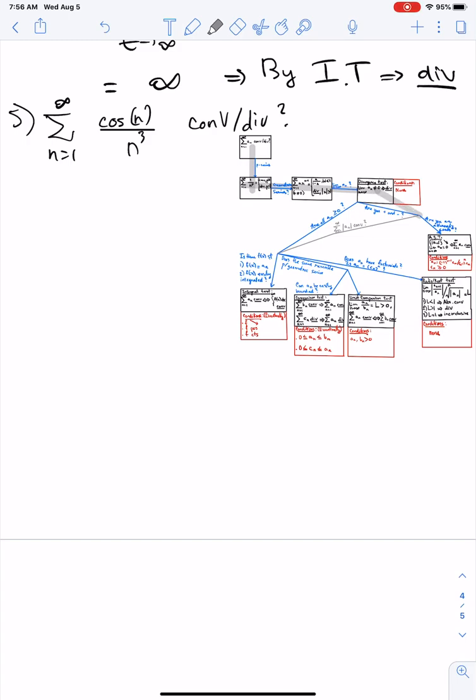Now, is it an alternating series? Not quite. Even though cosine of n is going to be plus and minus, it's not strictly oscillating between plus and minus. It's going to be like plus, plus, plus, and then negative, negative, and so on. So we have no option here but to show absolute convergence.